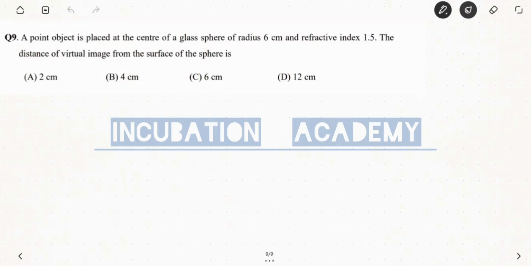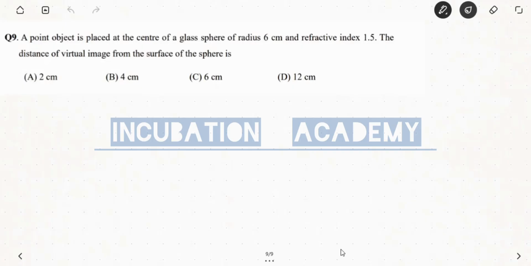Welcome everyone. This is question number 9 of the CBSE sample paper 2025. A point object is placed at the center of a glass sphere of radius 6 cm. The refractive index is 1.5. The distance of the virtual image from the surface of the sphere, that we need to find out. Four options are given: 2 cm, 4 cm, 6 cm and 12 cm.